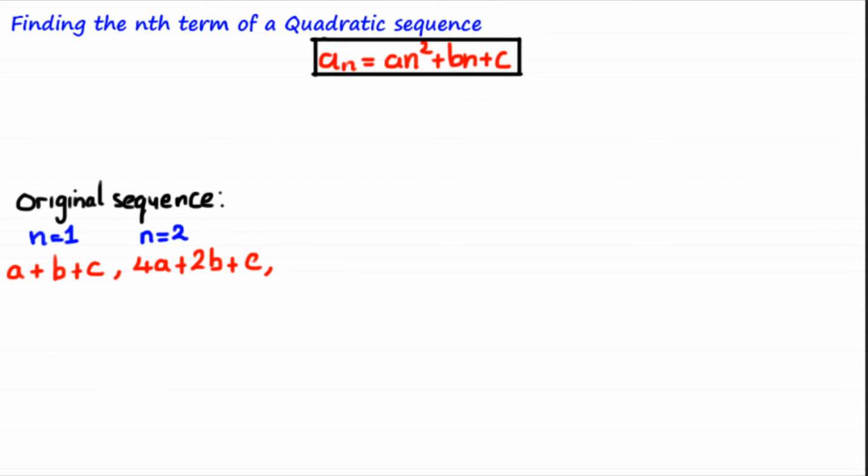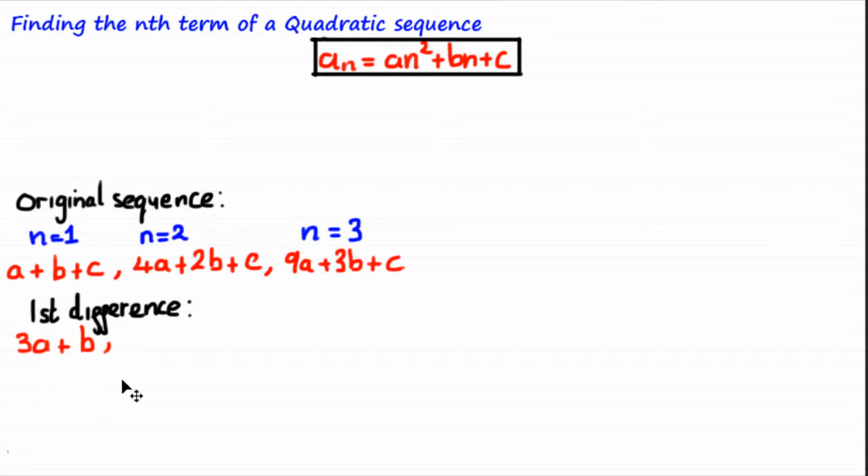Doing the same thing, we can also get the third term. So what we've done is find an algebraic way to write out terms of the original quadratic sequence. We can also do the same thing for the difference. How would you normally calculate the difference? You would subtract this term from this term. So we can calculate the first term of the first difference by doing 4a plus 2b plus c minus a plus b plus c. 4a minus a is equal to 3a, 2b minus b is equal to b, and c minus c is equal to 0.